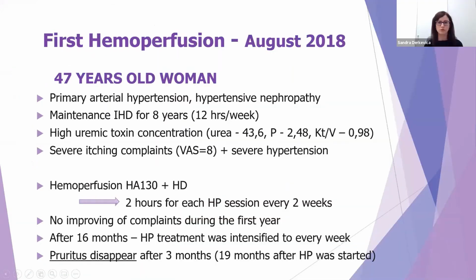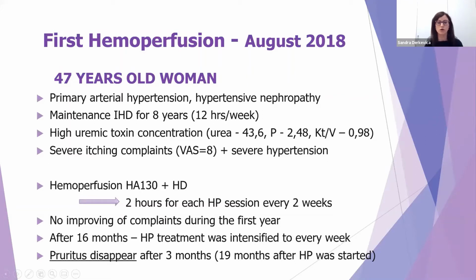The first hemoperfusion we performed in August 2018, and the patient was a 47-year-old woman with primary arterial hypertension and hypertensive nephropathy. She received maintenance intermittent hemodialysis for 8 years. She had high uremic toxin concentration, severe itching complaints, and severe hypertension. So we started hemoperfusion, HA-130 added to hemodialysis for 2 hours each hemoperfusion session every 2 weeks.